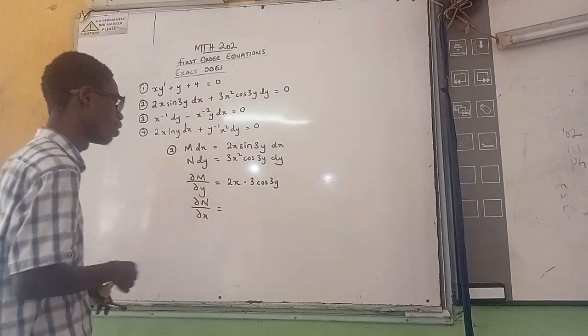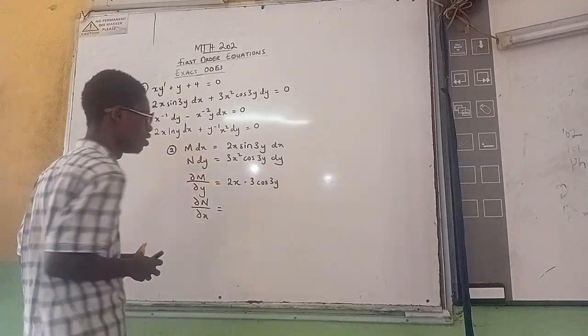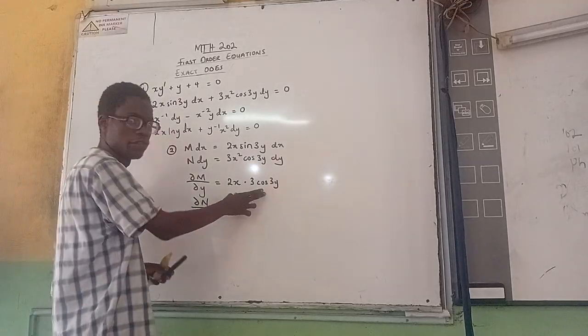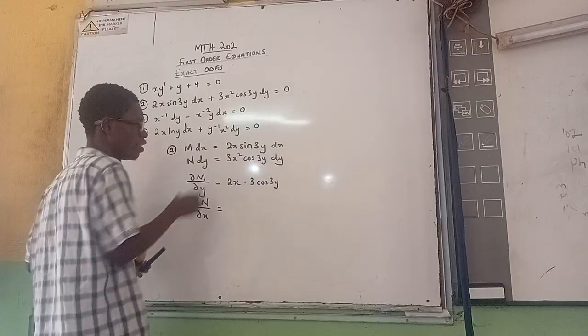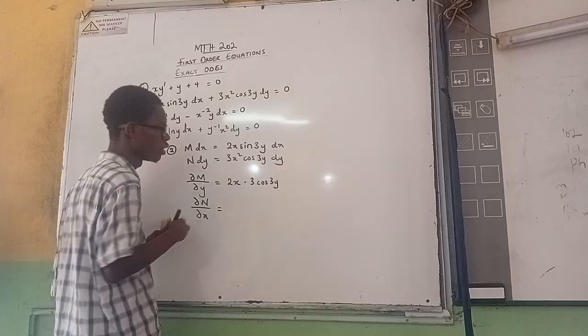3 cos 3y. 3 is going to come as chain rule. So now let's differentiate the second one. We have differentiated m. Now let's differentiate n with respect to x.